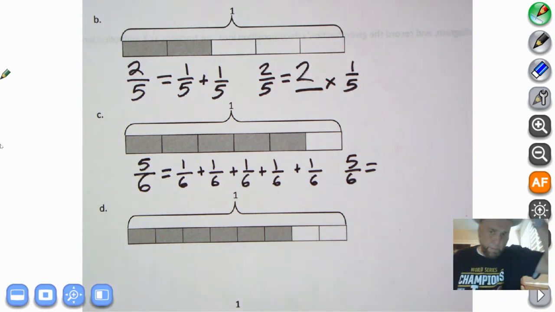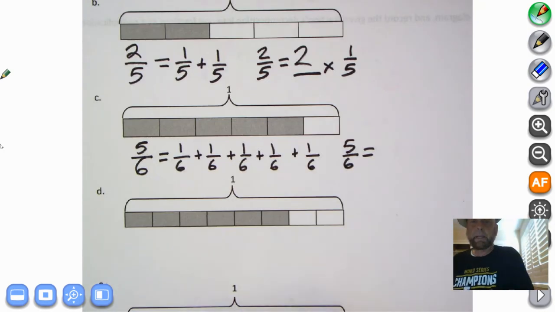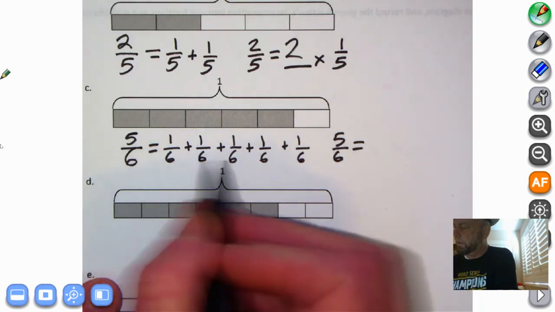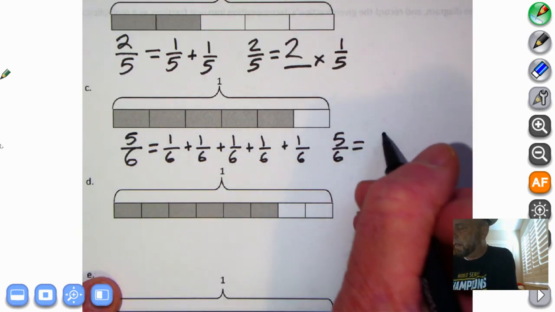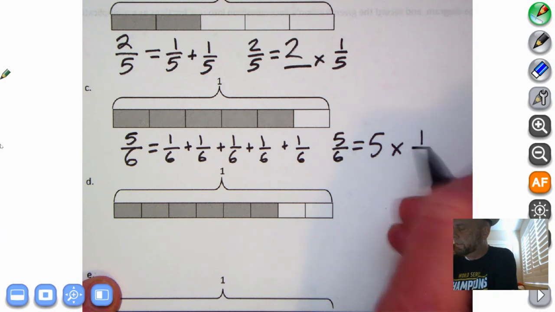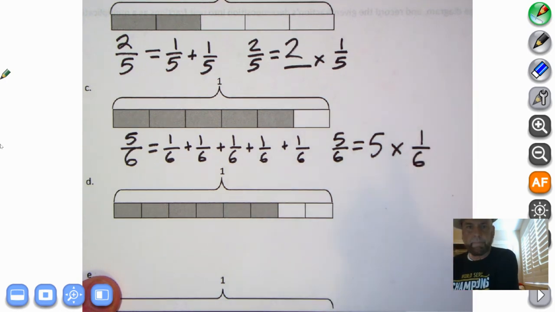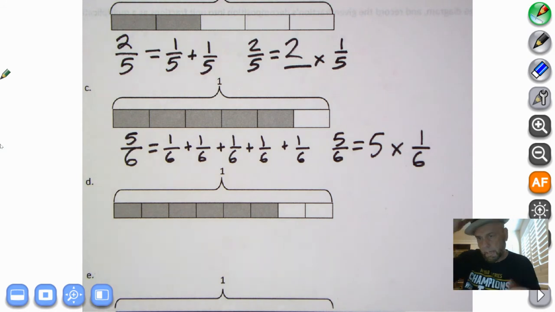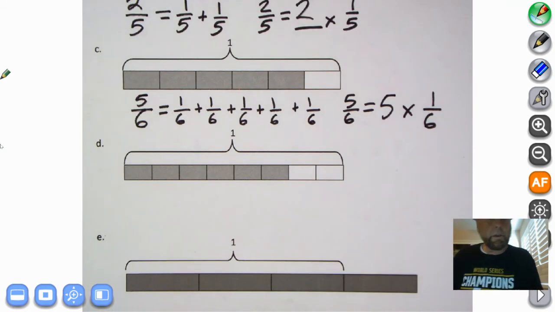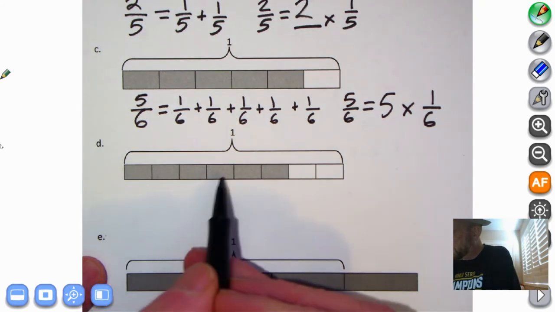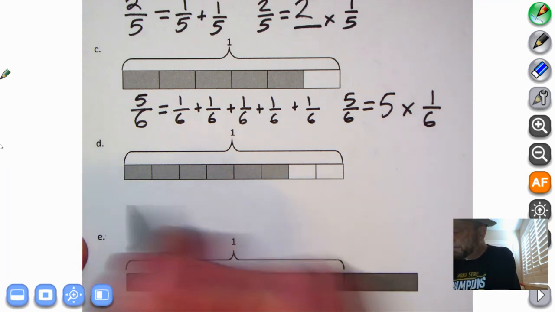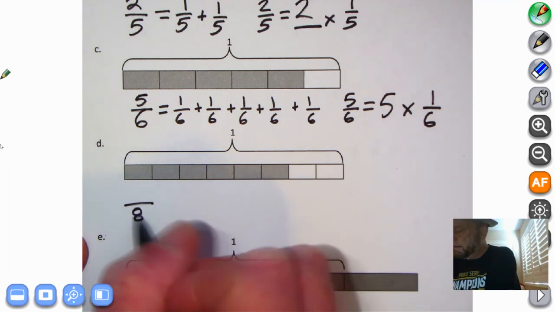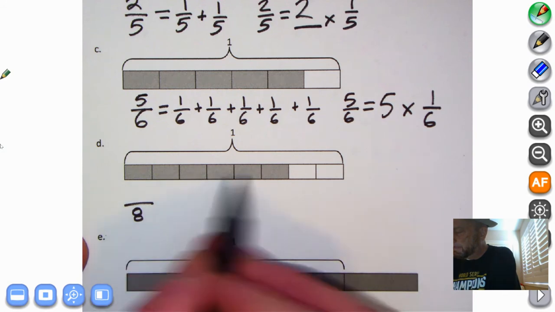And welcome back. I hope you tried, because even if you didn't get it right, it's okay. You'll learn that way. So this would equal, I have 1, 2, 3, 4, 5, 1/6. So 5 times 1/6. And there we have it. Right? Repeat addition, multiplication. They go hand in hand. Let's go on to D here. Looks like we got some more parts in the whole. 1, 2, 3, 4, 5, 6, 7, 8. So 8 is my denominator. How many are shaded? 1, 2, 3, 4, 5, 6.